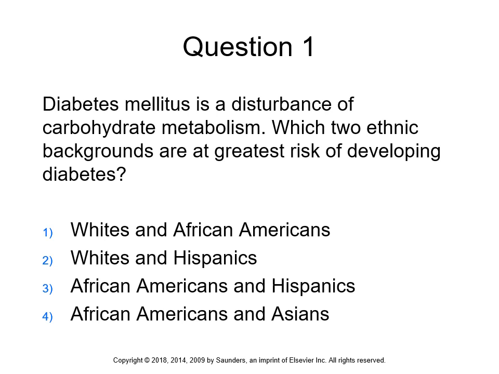Which two ethnic backgrounds are at greatest risk for developing diabetes? Whites and African Americans, whites and Hispanics, African Americans and Hispanics, or African Americans and Asians? The answer is 3. African Americans and Hispanics. The incidence of diabetes mellitus is increasing at an alarming rate in the United States. Although all ethnic backgrounds are at risk of developing diabetes, African Americans and Hispanics are at greater risk of developing this disease.